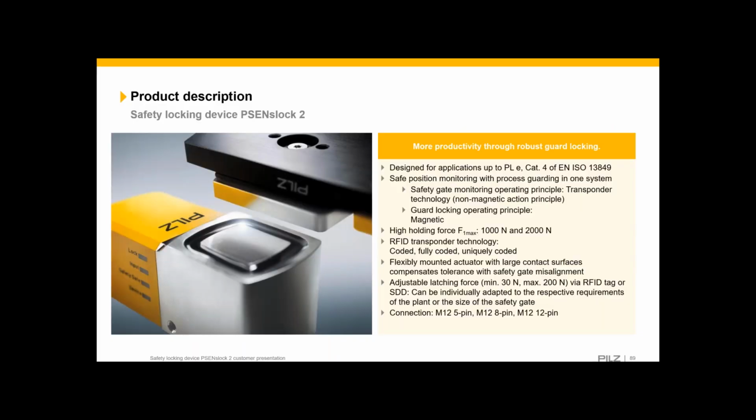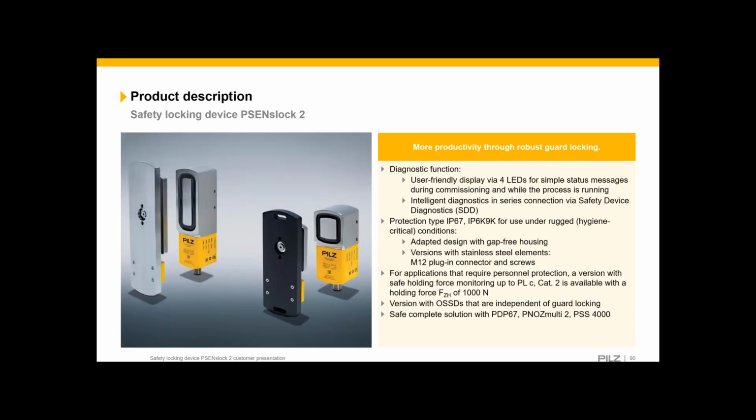The S-Lock 2 is now designed for applications up to PLE Cat 4. We have safe position monitoring with process guard locking in one. So the safety gate monitoring operation principle is a transponder technology. So that's the RFID. The guard locking operation principle is magnetic. So it's withheld via a magnetic principle. We have diagnostic functions, again, via 4 LEDs. We can use it up to IP 67.